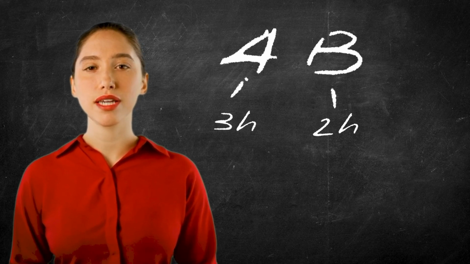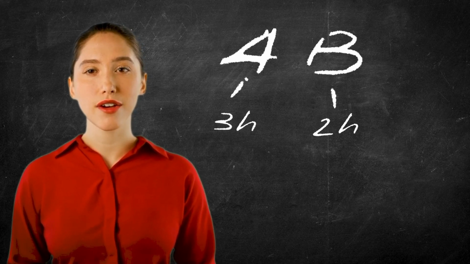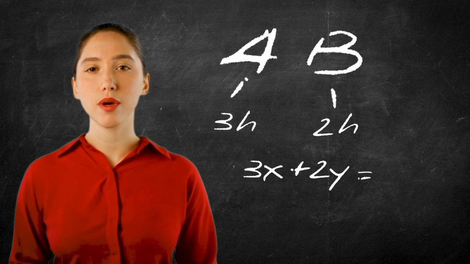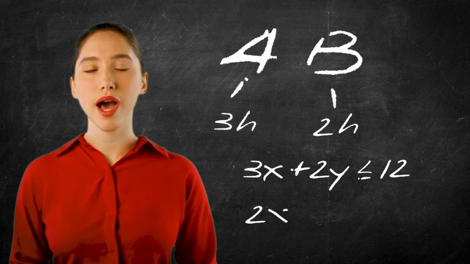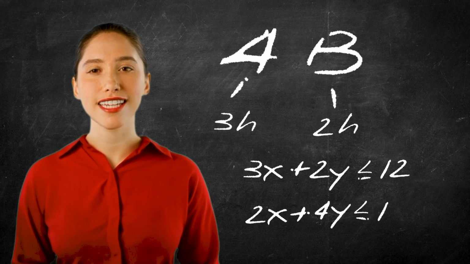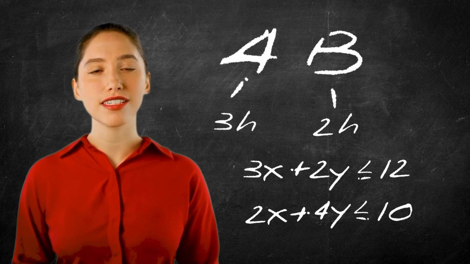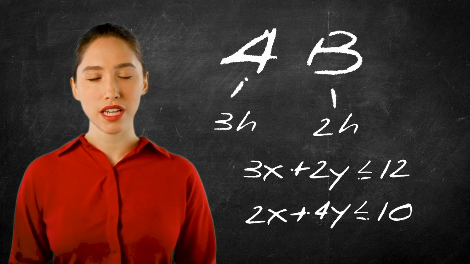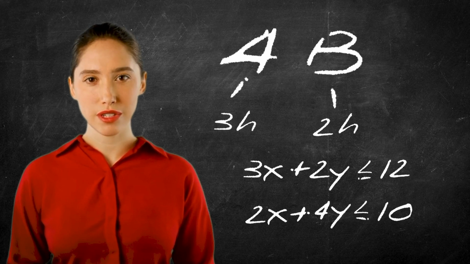The system of equations for this would look like 3x + 2y ≤ 12 for the labor constraint, and 2x + 4y ≤ 10 for the material constraint. Solving the system shows feasible production quantities for both products within available resources. Think about a situation where you have limited time or resources and need to make optimal use of them. How could using a system of linear equations help you identify the best possible solution?